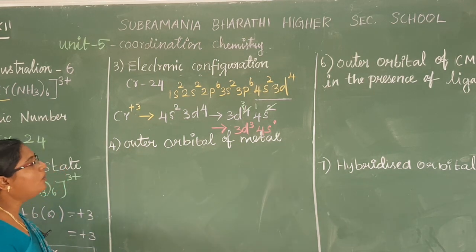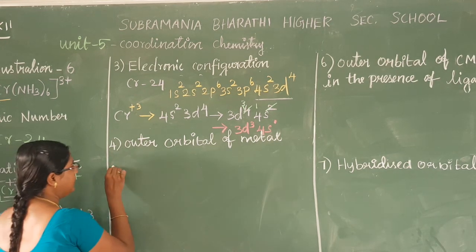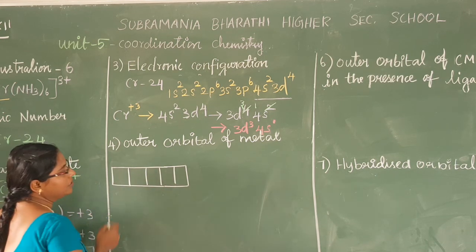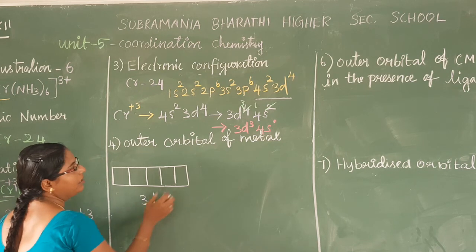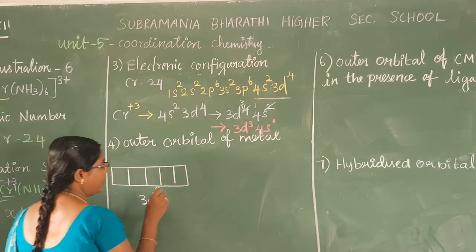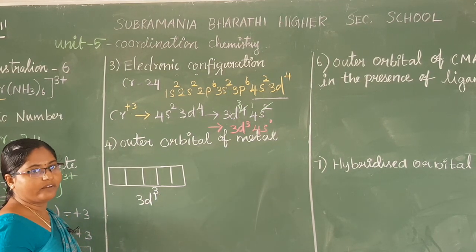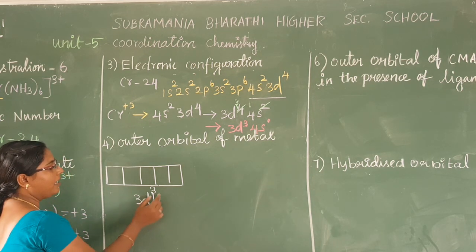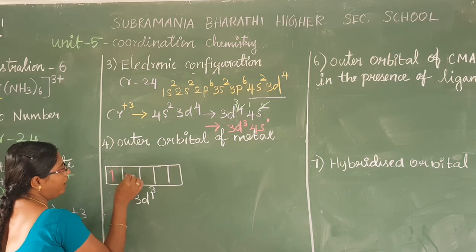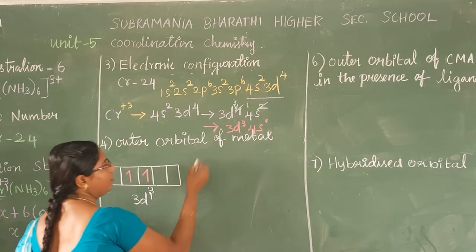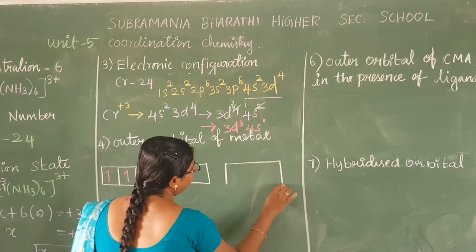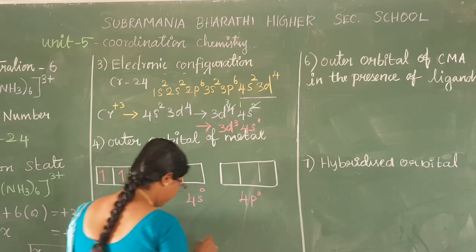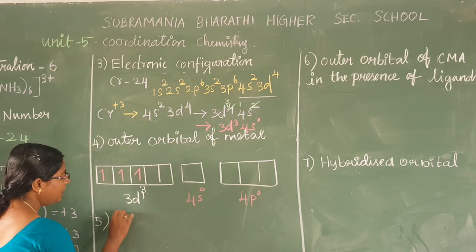Then we have to write the outer orbitals of the metal. For that I have to draw the degeneracy set first. It is the d orbital. I am writing the 3d orbital. 3d orbital is containing how many electrons? 3 electrons. So I am going to fill the electrons according to Hund's rule: each orbital is filled by 1 electron first, then only pairing takes place. But here I am having only 3 electrons, so let me fill the electrons 1, 2, 3. Then the remaining, the 4s orbital is 0 and the 4p orbital is also 0.